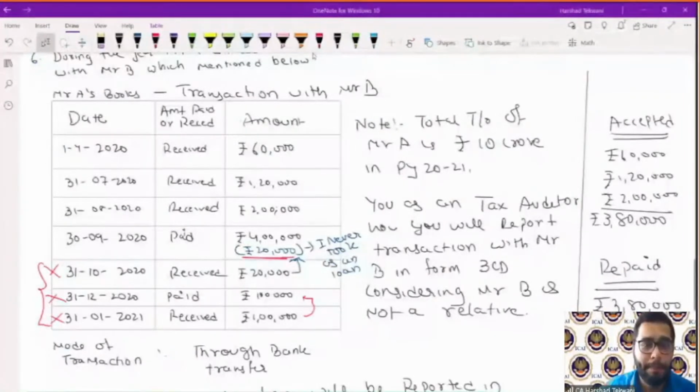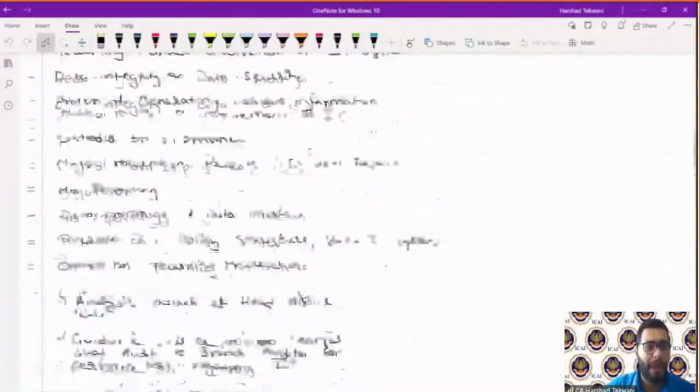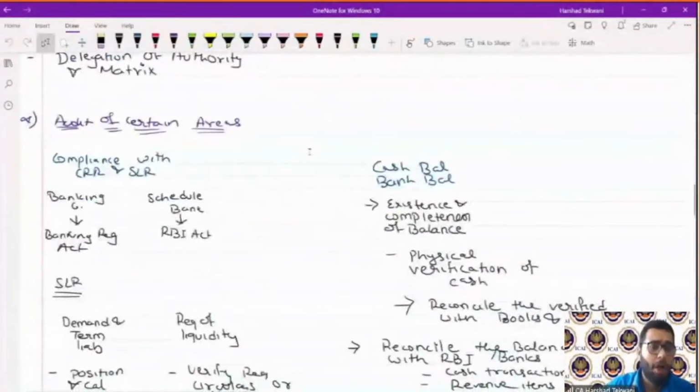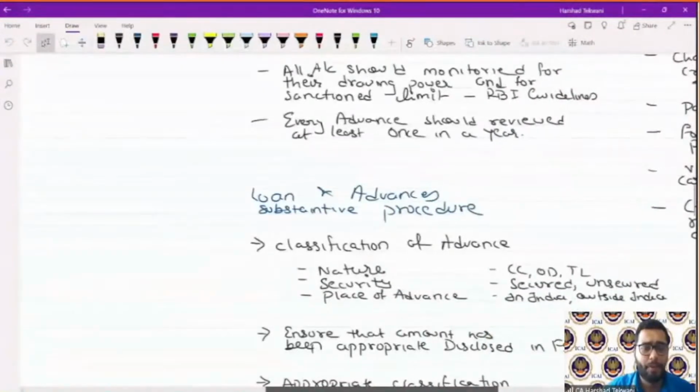So let's start with the next topic, MCQ for the next topic, which is bank audit. See, in the previous lecture, for the bank audit or audits of banking companies, we discussed a lot of things. We discussed a quick revision, regulatory framework, types of bank audit, how to conduct an audit, special considerations for an IT environment, then segregation of internal controls, then audit of certain areas like compliance with CRR, SLR, cash in bank balances. Then there was loans and advances substantive procedure.